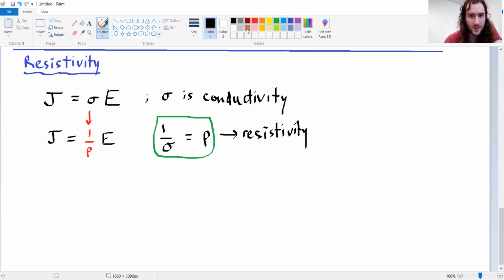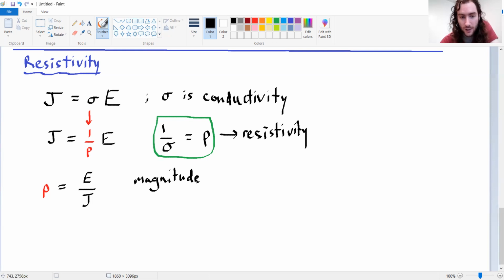And we can rearrange this equation here to get that the resistivity is equal to the electric field divided by the current density. And notice I'm not writing any vector signs in this equation. So we're working with magnitudes here. We're working with magnitudes, and we're working in conductors, because we're assuming we're looking at conducting wires.